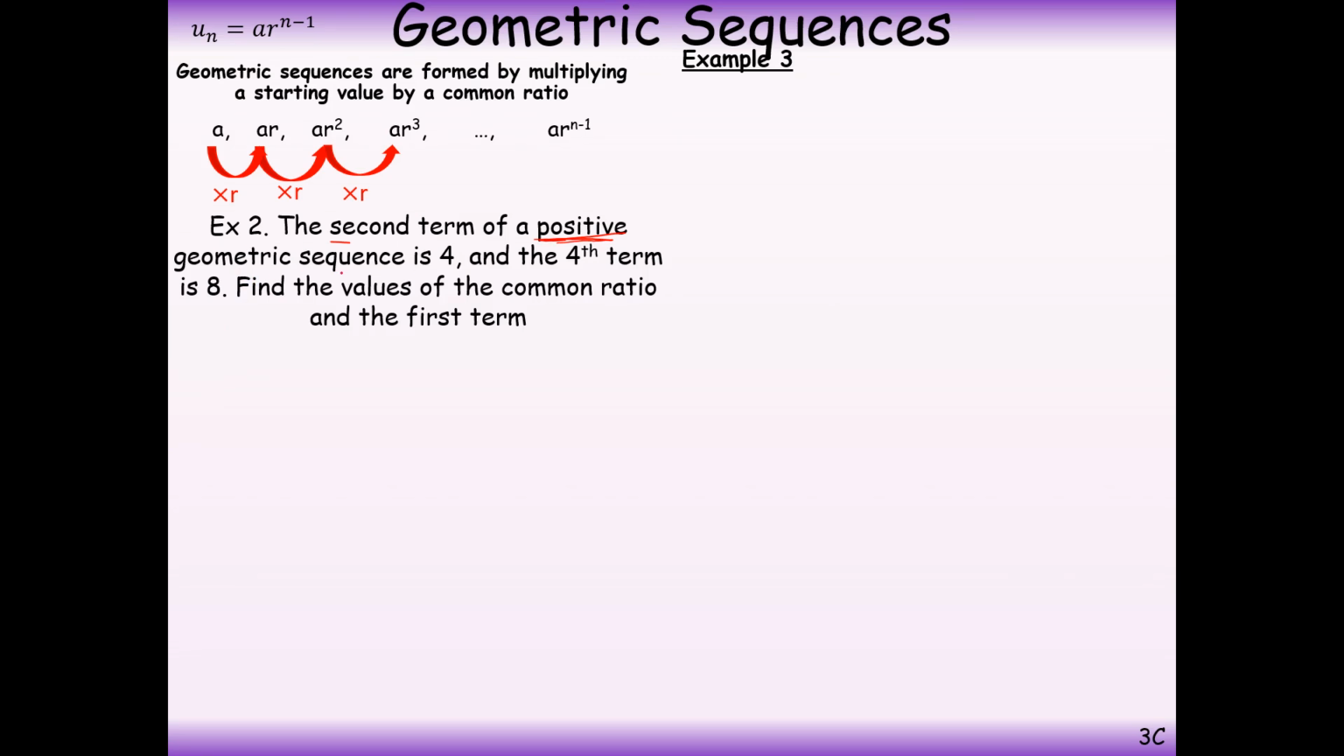The second term has formula of AR. So we can write A multiplied by R is 4. Notice A is unknown still. We know that the fourth term, that is AR to the power of 3, is 8. So how can we find value of R and value of A?